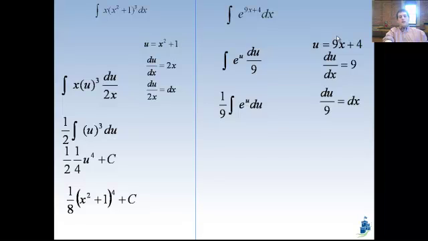And of course, the integral of e to the u is just e to the u. That's a really interesting property of e, right? E to the x, its integral and its derivative is itself, which is a really interesting function. And of course, we just replace that u with 9x plus 4. And don't forget about your plus c.